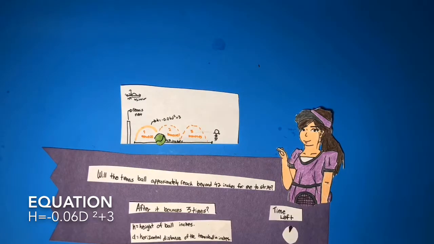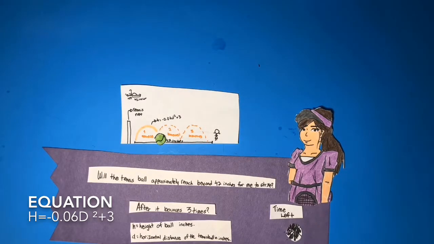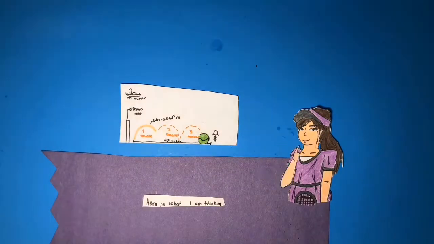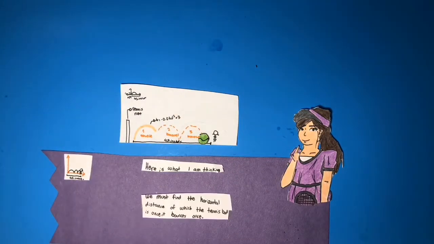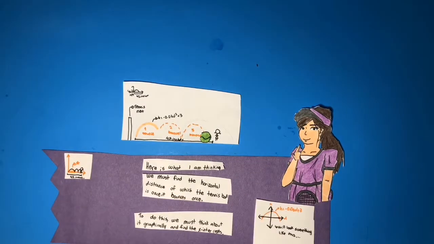Where h represents the height of the tennis ball in inches and d represents the horizontal distance of the tennis ball traveling in inches. Here is what I'm thinking. We must find the horizontal distance of which a tennis ball bounces once. To do this, we must think about it graphically and find the x-intercepts.